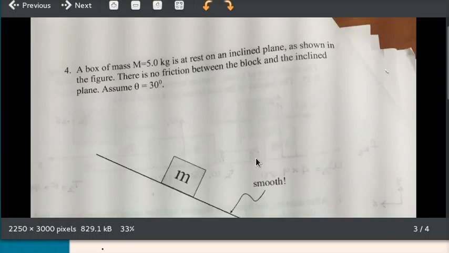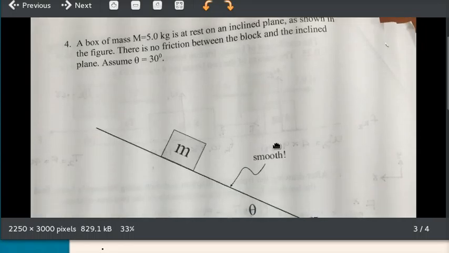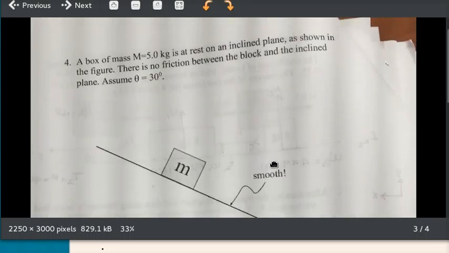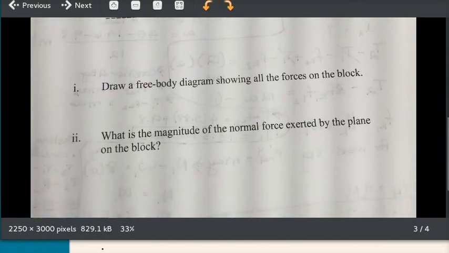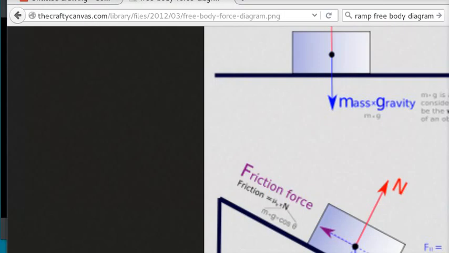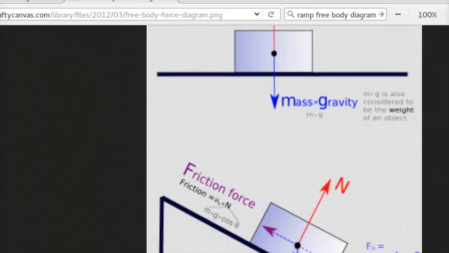Number 4. First of all, it's not possible for this box to be at rest on an inclined plane with no friction unless there's no gravity, which doesn't really make sense. But unless he means the box is just at rest for an instant, and then it starts sliding, because it's going to start sliding. In any case, free body diagram. So I googled ramp free body diagram, and there's credit for the website.